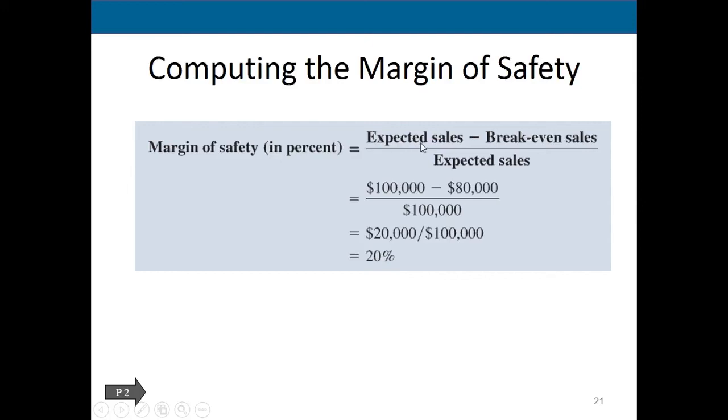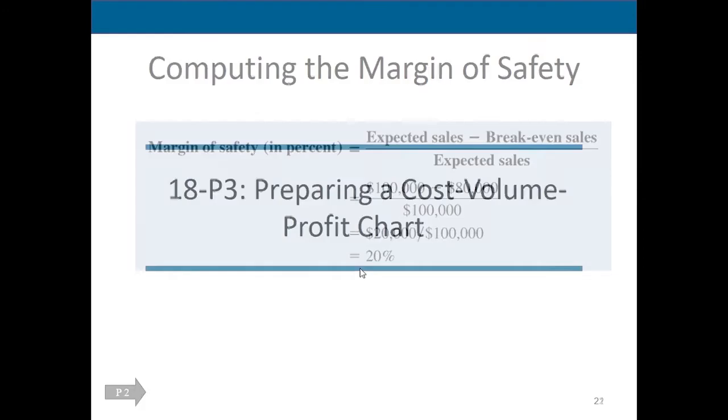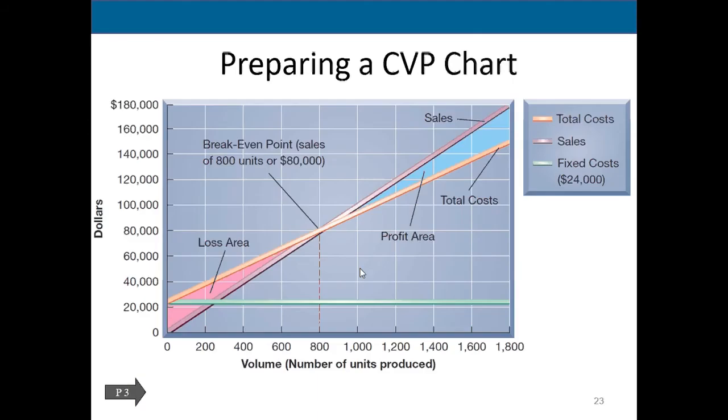Well, that's just if we expect sales to be 100,000 and we take it away from breaking even sales, divide that again by our expected sales, it says that our margin of safety is going to be 20%. Okay. So, how do we prepare a CVP chart? This is a cost volume profit chart.